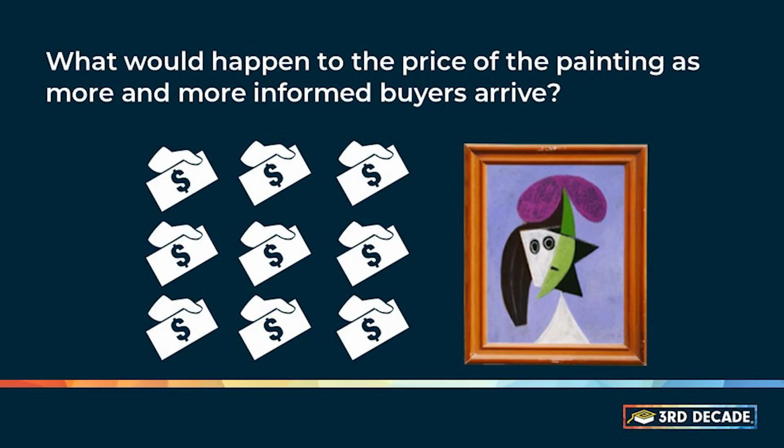As more and more well-informed buyers arrive at the garage sale, the price of the painting will get closer and closer to its actual market value. In the initial scenario where there is just one buyer with an insight the seller does not have, there's an asymmetry of information that the buyer can leverage to their advantage.